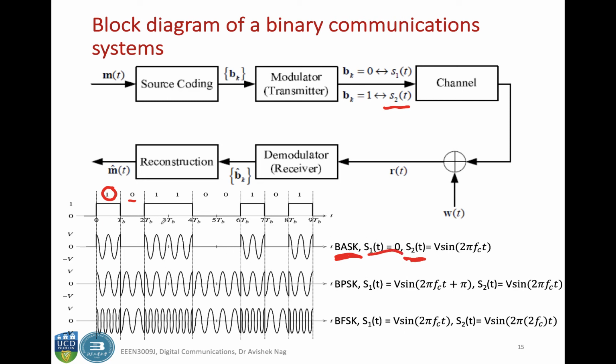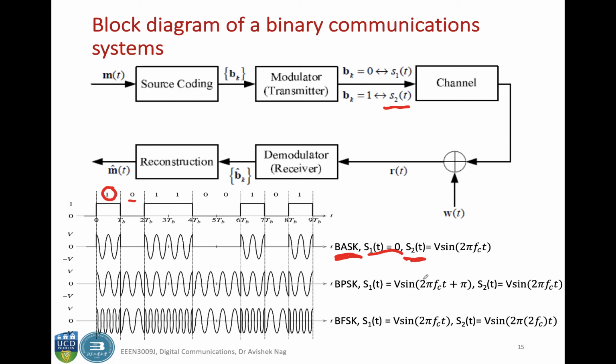Then again, between 2T_B to 4T_B, we have two consecutive ones. So in this case, we are sending S2(t) for this entire duration. And then again, between 4T_B to 6T_B, we are sending 0 and so on. In case of BPSK, which is binary phase shift keying, we are sending basically two signals.